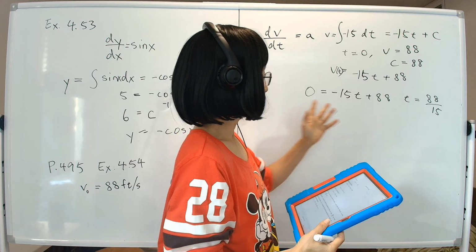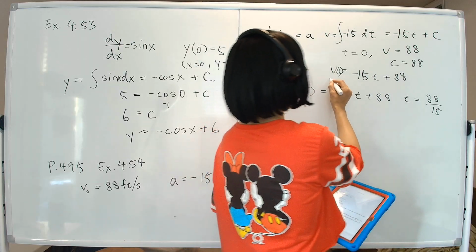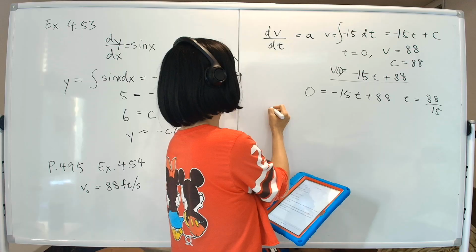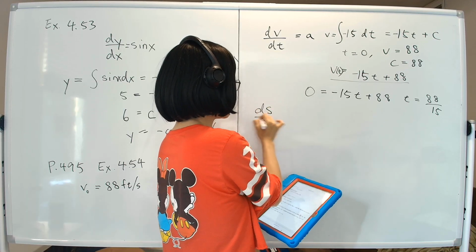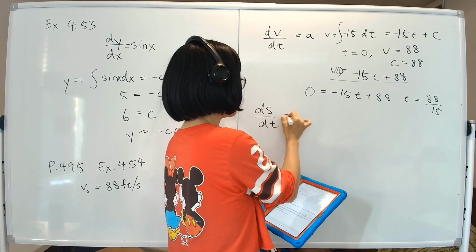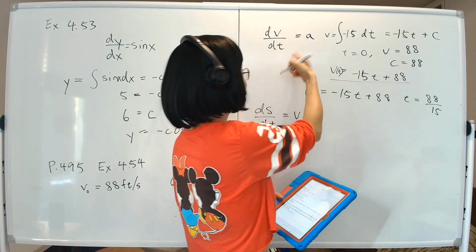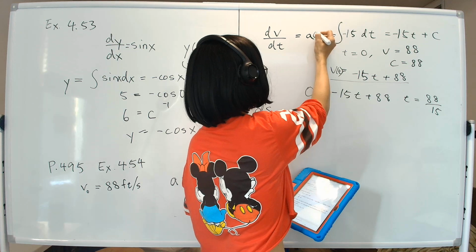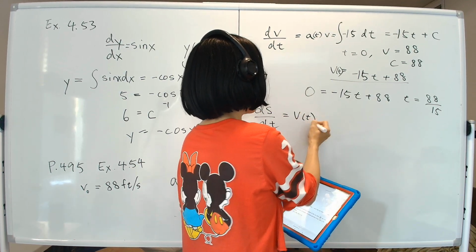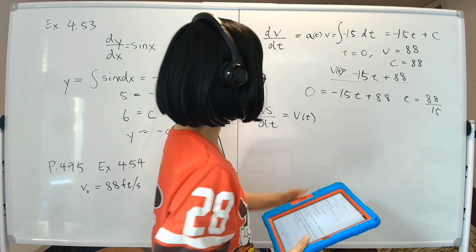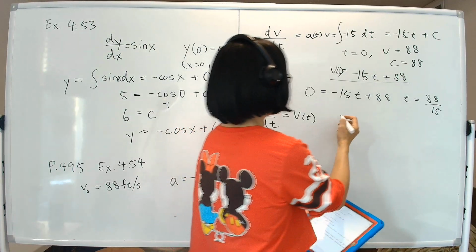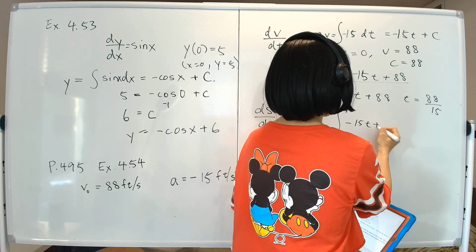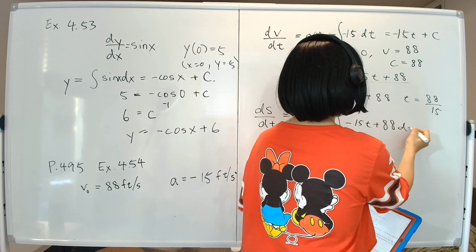we need to figure out how far it traveled. Now this is the v of t, and the distance traveled is called s, where ds by dt equals v. Just like dv by dt equals a, ds by dt equals v, and the variable is t. So then we need to integrate this thing. If we integrate minus 15t plus 88 dt, what is that?